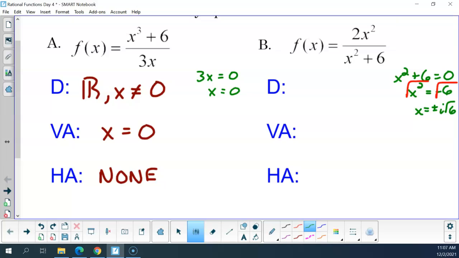So we did one yesterday where you could factor it. So what was the difference between that one and this one? It was minus 6. So it would have been x squared minus 6.